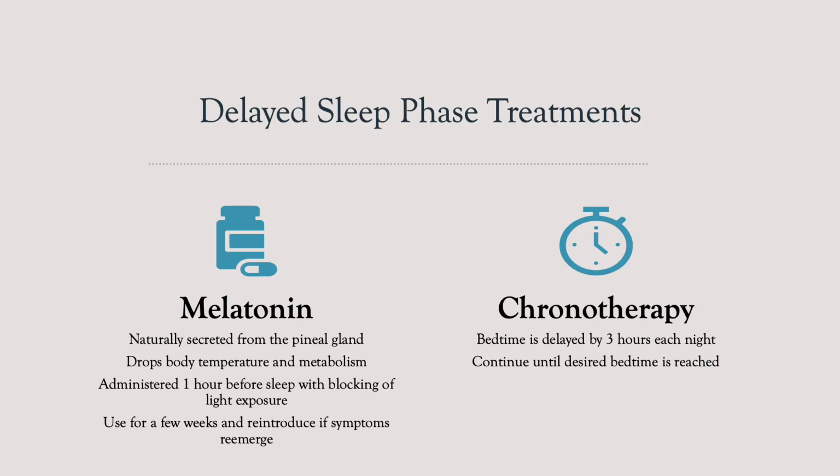Melatonin is an over-the-counter supplement that mimics the naturally occurring neurotransmitter from the pineal gland. It is known for lowering body temperature and decreasing metabolic rates. It should be administered approximately 1 hour prior to sleep, as well as making efforts to block light. Melatonin is not a sleep aid for long-term usage.